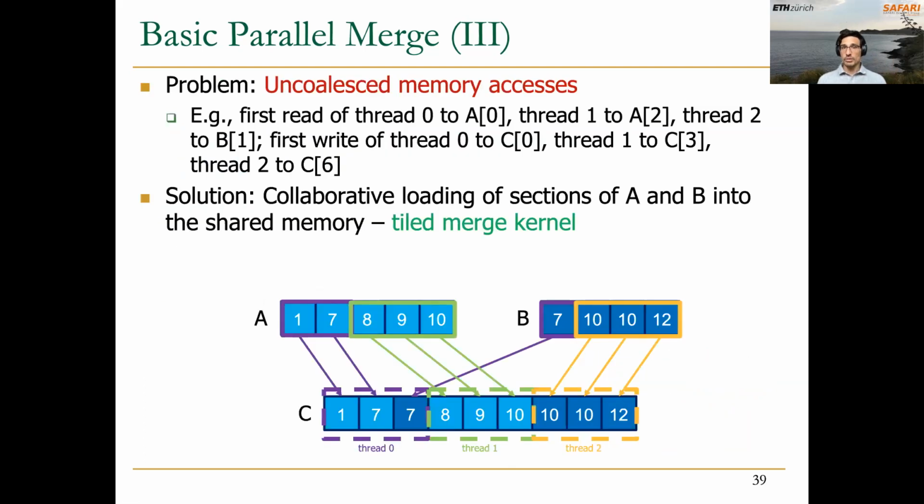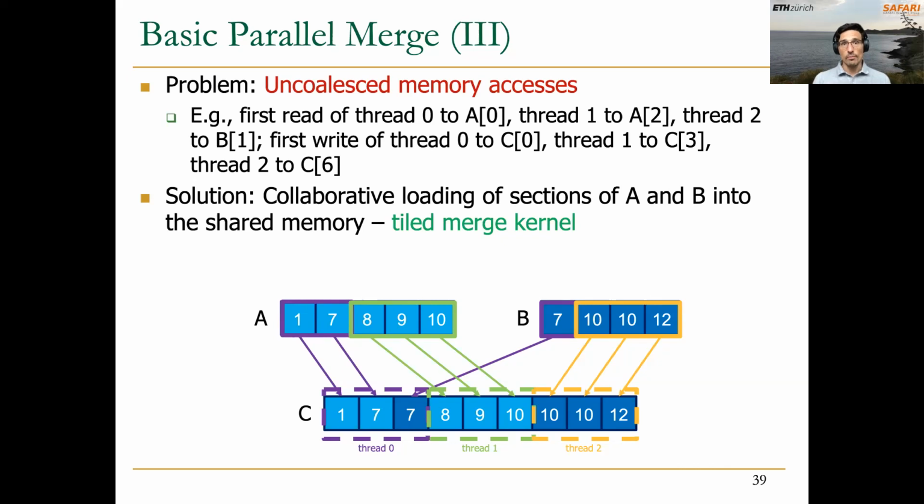The problem with this implementation is that it has uncoalesced memory accesses. For example, in the first read of thread 0, we read element A0. In the first read of thread 1, we are going to read element A2, and thread 2 is going to read element B1. And then for the writes, it happens exactly the same. The first element that thread 0 is going to write is this C0. For thread 1 it will be this C3, and for thread 2 it will be C6. So as you can see, the accesses are going to be uncoalesced because these neighboring or adjacent threads are not accessing adjacent memory locations.